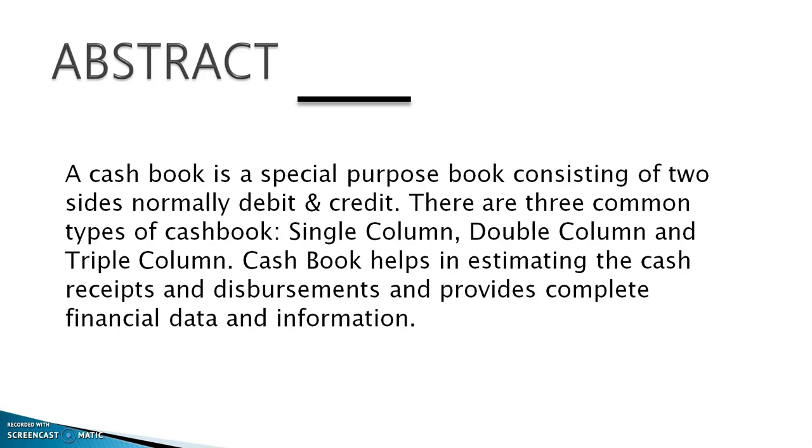What do you mean by cash book? As a whole, cash book is a special purpose book consisting of two sides, normally debit and credit. There are three common types of cash book: single column, double column and triple column. Cash book helps in estimating the cash receipt and disbursement and provides complete financial data and information.